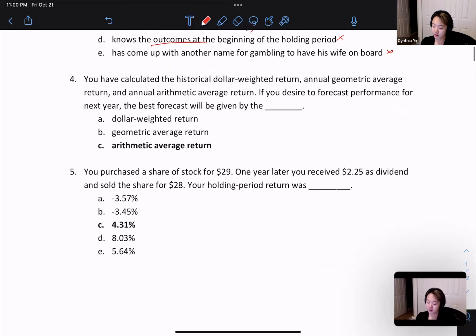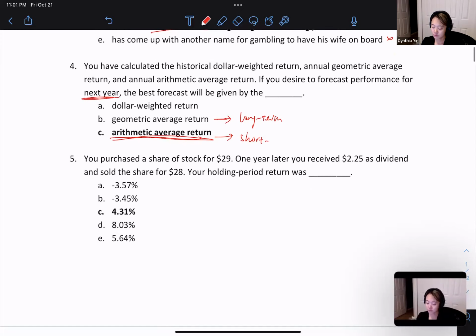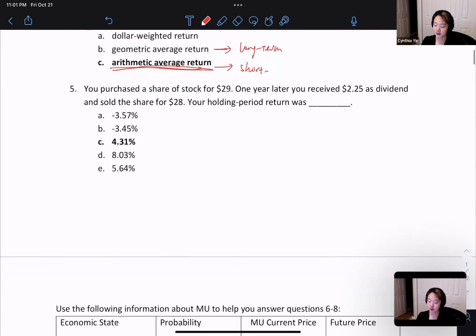If you calculate the historical dollar rate of return, annual geometric average return, and annual arithmetic average return, and you desire to focus on the performance for next year, what's the best one? Arithmetic return. Again, geometric return is used for long-term performance. Arithmetic return is for short-term. Okay? Nothing more to say.